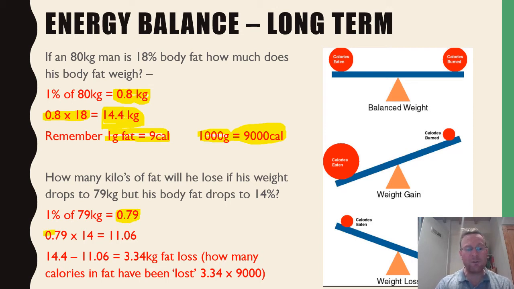We times that by 14 and we come up with 11.06. So his 14% of fat is now weighing only 11.06 kilos. So his total fat loss is 3.34 kilos. So he has actually lost 1 kilo of total weight, but actually he's lost 3.3 kilos of fat. So how did that happen?